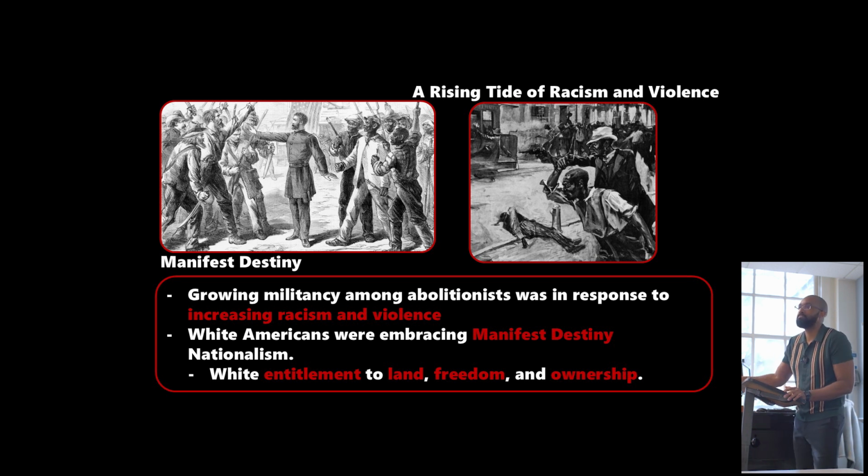It's kind of just like this belief that God or some power is telling you to take new land and take all these different things, and that they're in the right.